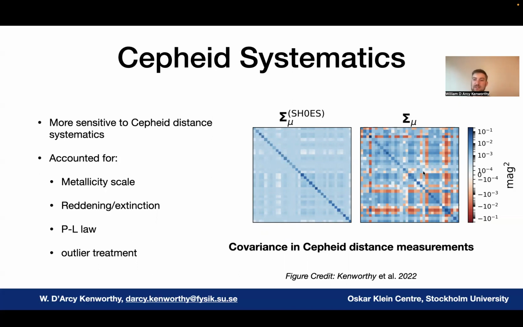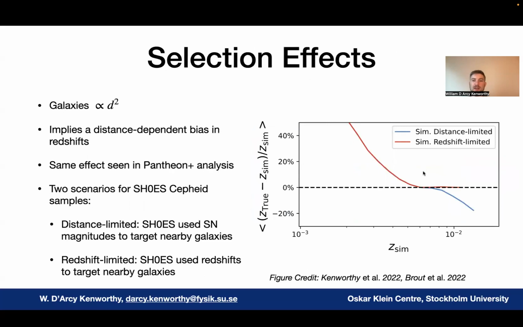The systematics that we've accounted for here include the metallicity of the Cepheids, the reddening correction for the Cepheids based on host galaxy dust, different treatments of the Leavitt law, as well as different treatments of outliers. We also accounted for selection effects in our sample.